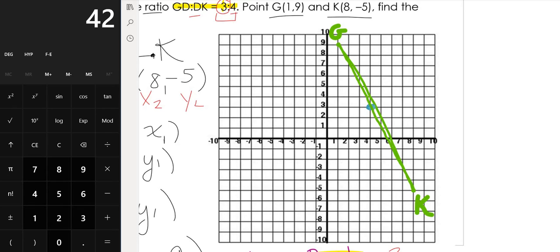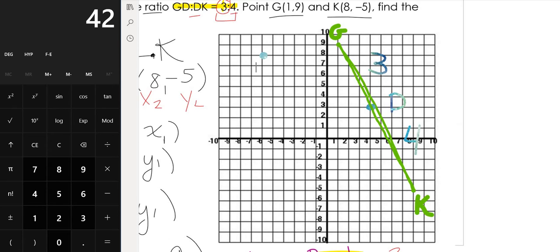Now, it looks like the shorter piece, if this is what we call D, the shorter piece is to the left from G to D. That looks like the 3. And then from D to K, that's the 4. So it looks like it makes sense. If we got an answer that was over here, we know that would not be correct. That's how you do the formula method.